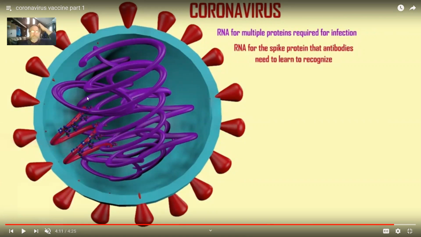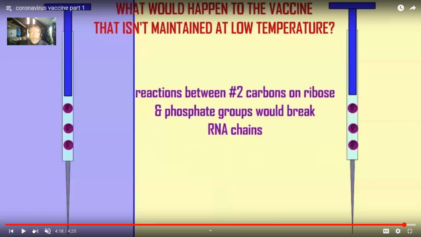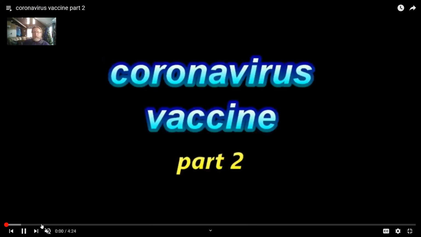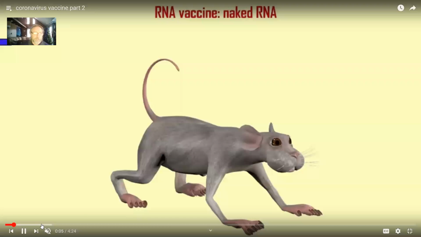So once again, the virus has lots of RNA, but the vaccine only has this red portion for the spike protein, not the rest of it. Okay. Now, let's just talk about RNA viruses in general.